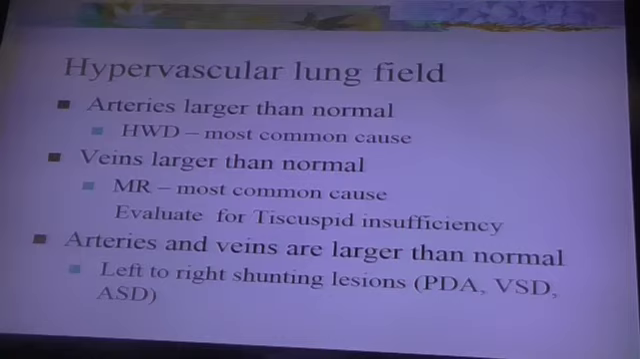If the arteries and veins are larger than normal, and this is a youngster, you should be thinking about left to right shunt lesions, because of constant overflow, hypervolemia in the lungs. Left to right shunt lesions, the most common ones are PDA, VSD, and ASD in cats.